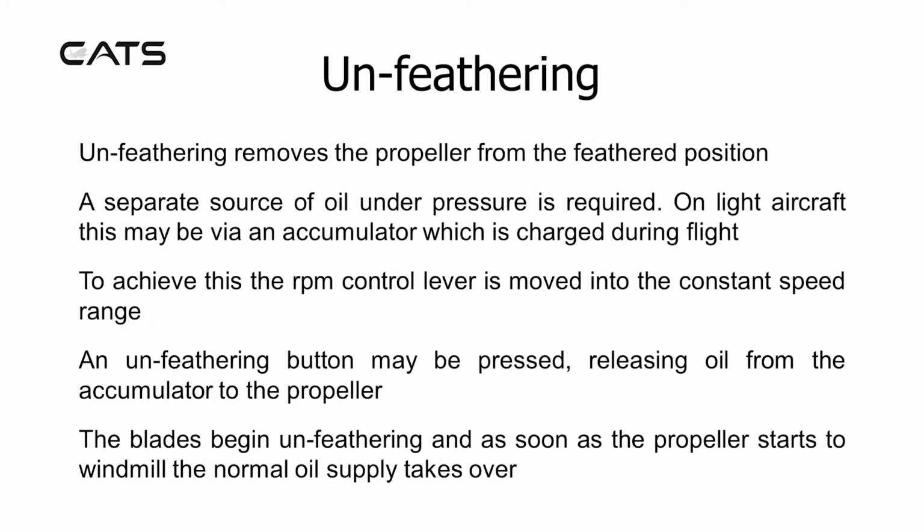Unfeathering. Unfeathering removes the propeller from the feathered position. A separate source of oil under pressure is required. On light aircraft, this may be via an accumulator, which is charged during flight. To achieve this, the RPM control lever is moved into the constant speed range. An auto-feathering button may be pressed, releasing oil from the accumulator to the propeller. The blades begin to unfeather, and as soon as the propeller starts to windmill, the normal oil supply takes over.